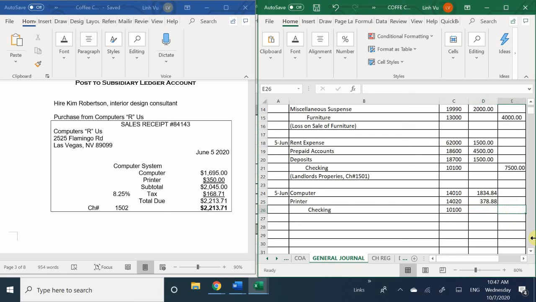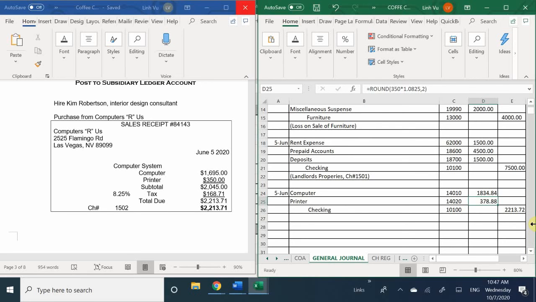Now, 378.88. Yes, so you're going to have to actually decide here, because now we have a little discrepancy. We're off by 1 penny. So this is where you're going to have to look at it carefully. One of them is going to be 1834.84, whereas this one for the $378.88 is actually going to be lower by 1 penny, right? Most likely the lesser penny is going to come from the lesser amount.